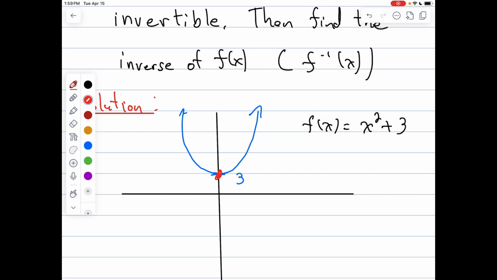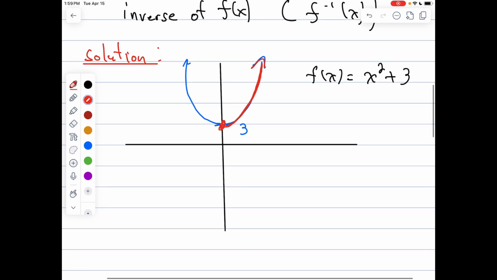If you look at the graph to the left of the vertex or to the right, in this case I'm going with the red to the right, this would be all values of x greater than or equal to 0. This would make f of x invertible, because if you restrict your domain to x greater than or equal to 0, when you draw a horizontal line through any part of that graph, it'll just hit the graph one time, so it'll pass the horizontal line test. So the function is invertible.